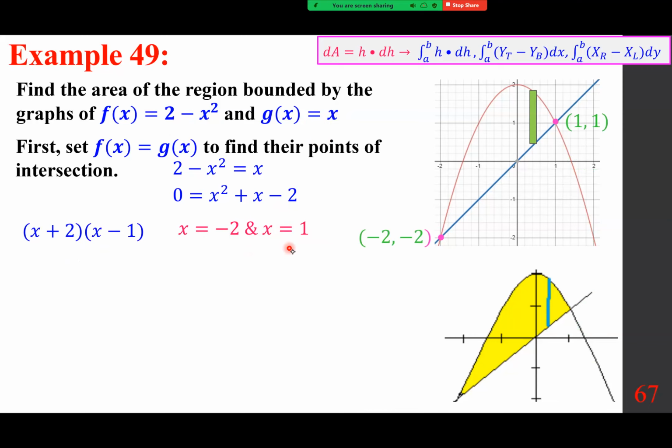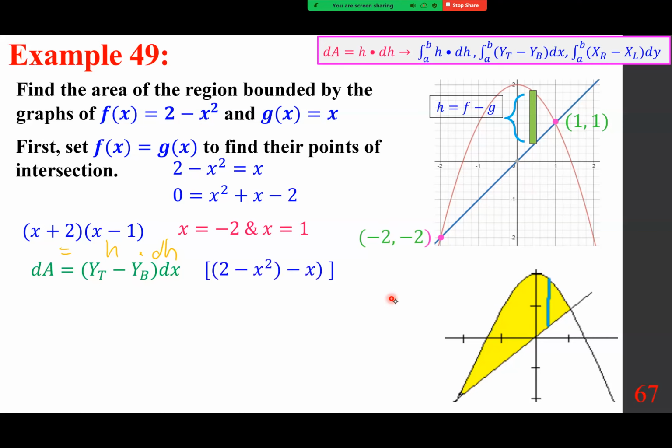So we want the integral. Therefore, what is the increment of the area? dA is HDH, and HDH is y of the top minus y of the bottom, dx. This width is dx. Okay, so this is f, the curve, minus g, the line. So y of the top minus y of the bottom, dx. And remember, dh is always one of the two, dx or dy. So this will move along the x-axis, therefore dx. So y of the top is the curve, 2 minus x squared minus y of the bottom is the line, simply x. And we are going to integrate this times dx from -2 to +1.